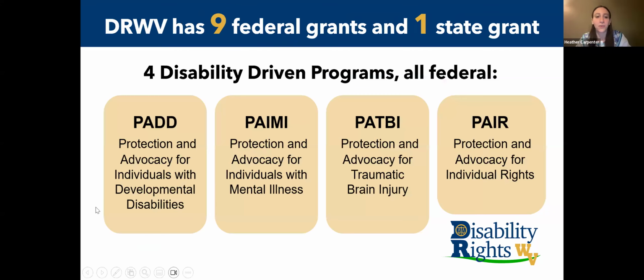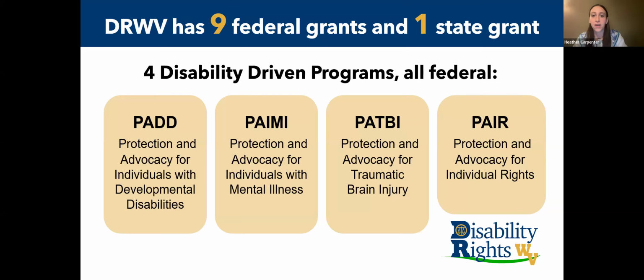All right, so getting into DRWV's grants and all that fun stuff. They have 9 federal grants and 1 state grant. The first 4 grants are disability driven, which means they're acting on behalf of individuals with disabilities, and that can include a variety of issues like home and community-based services, abuse and neglect investigations, housing discrimination, other rights restrictions, and stuff like that.